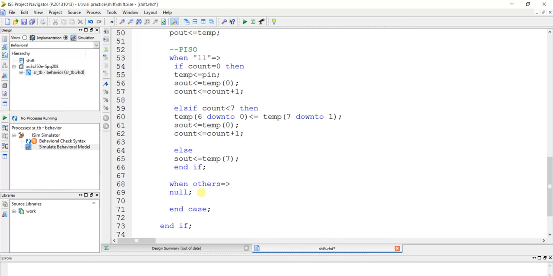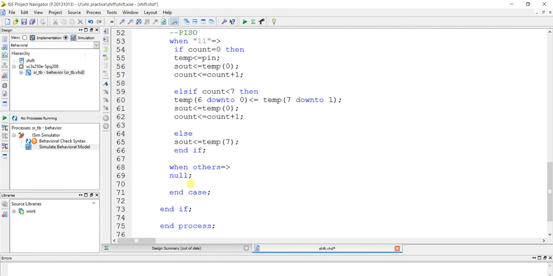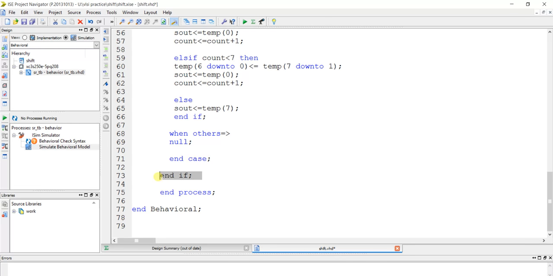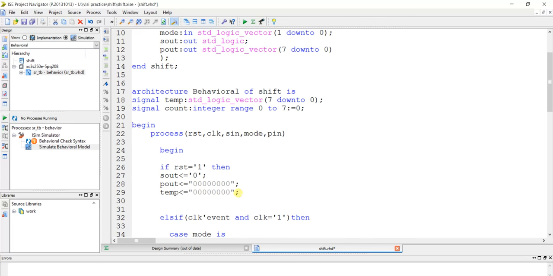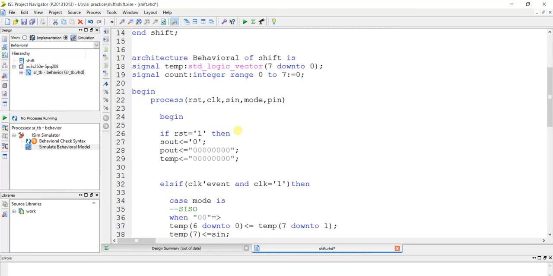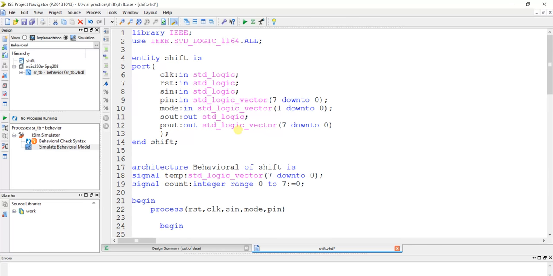And when my mode is anything else, I am doing nothing. So you have to write null here. This is the end case which is used for mode. This is end if which is used for reset, and I am ending my process and I am ending my architecture. We'll see how to write a test bench for this universal shift register and verify these modes, and I'll explain these modes during the test bench also.